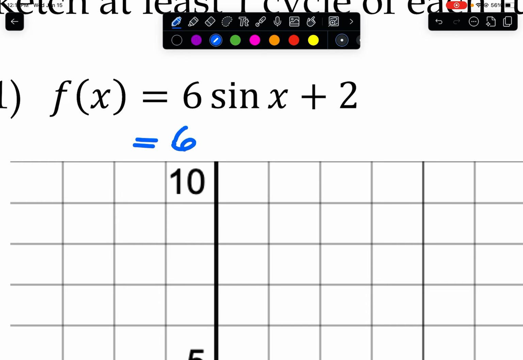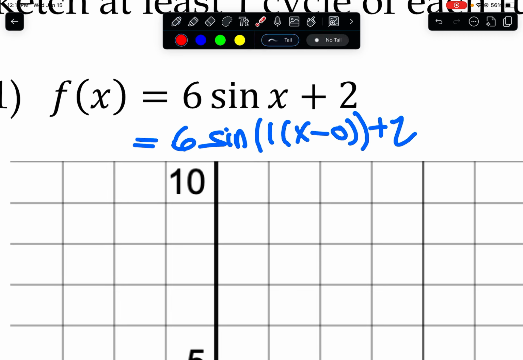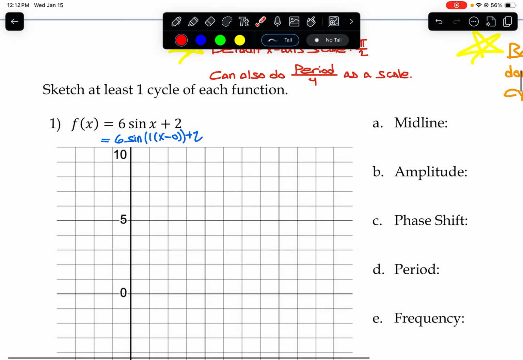So this is going to turn into 6 sine, parentheses 1, parentheses x minus 0, plus 2. With this, you can see we're going to have an amplitude of 6, a b value of 1, a phase shift of 0, and then a vertical shift of positive 2, or up 2. So that's where your midline is going to be.